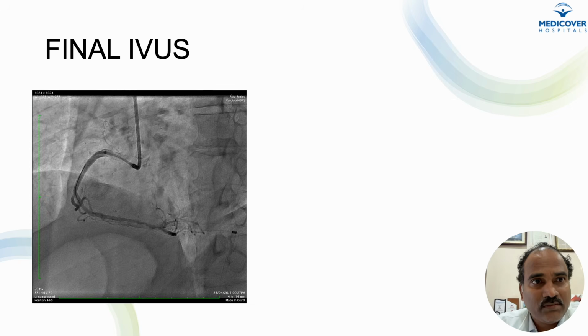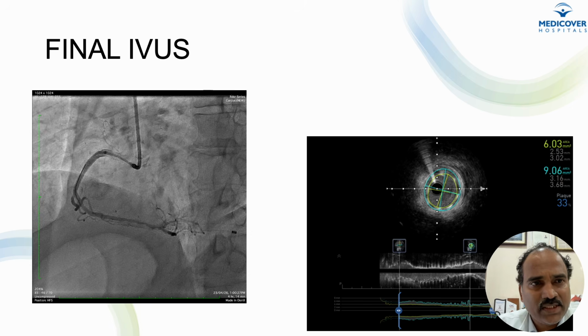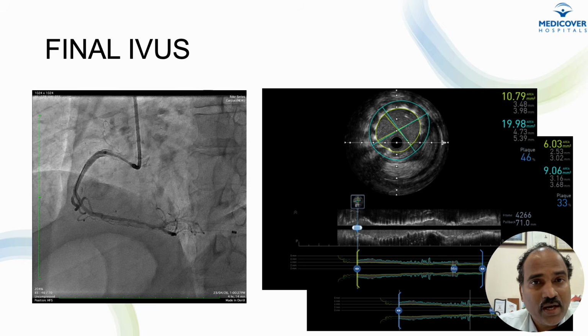Yeah. So this was the final IVUS. You can see the slit is 6 mm square, and proximally it's almost 10.7 mm square. You can see this is the area of the Graftmaster, where the struts won't go out of the Graftmaster. So that's the area of the Graftmaster.